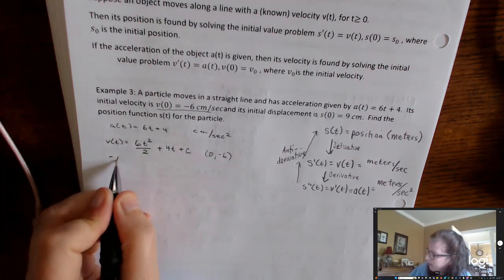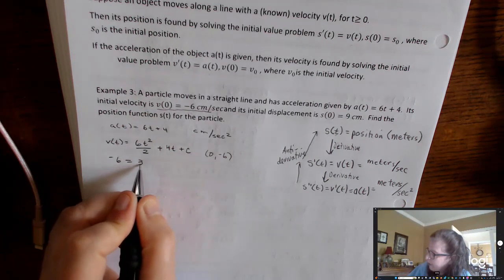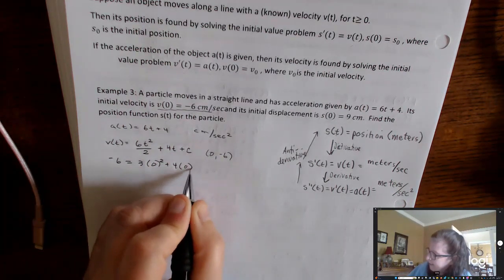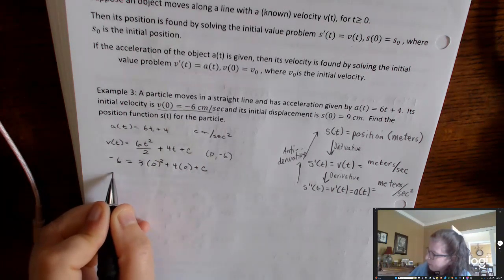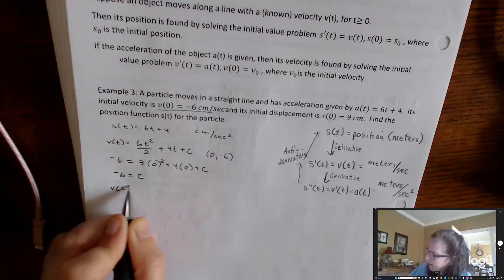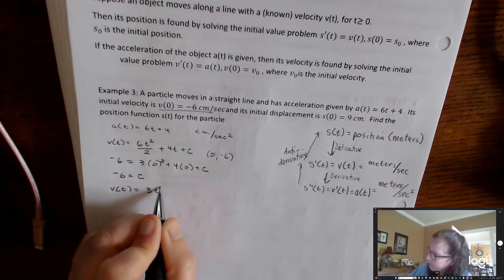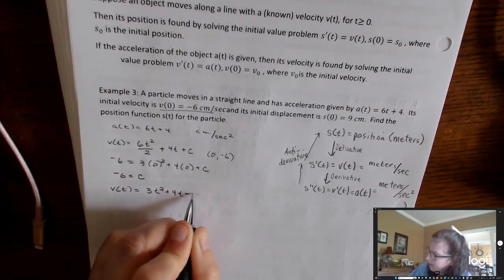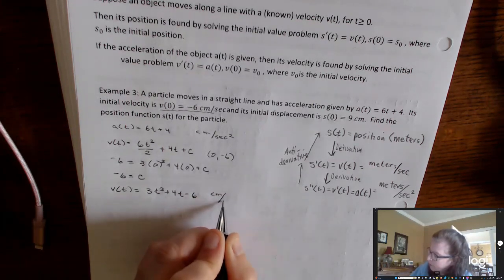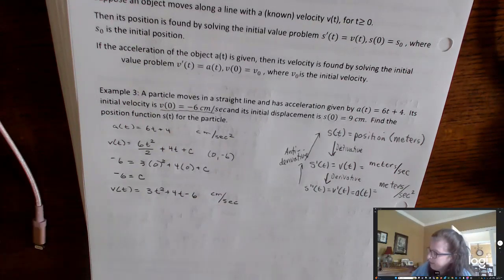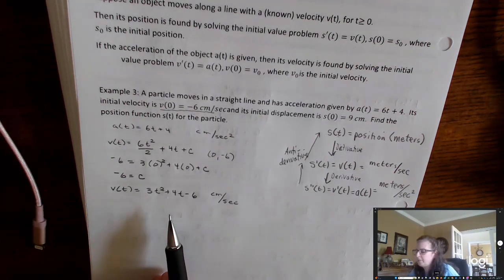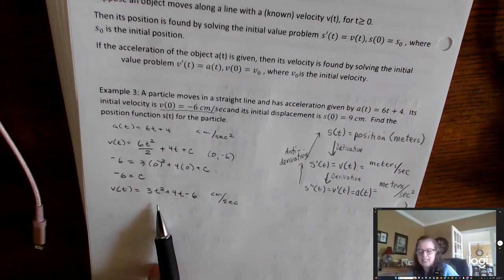So we'll put negative 6 in, that's 3, put in 0, and so we have negative 6 equals c, so v of t is equal to 3t squared plus 4t minus 6, and we know the units for the velocity are centimeters per second. Okay, so that's our velocity function. But we still want to find the position function, so we're going to take the antiderivative again.